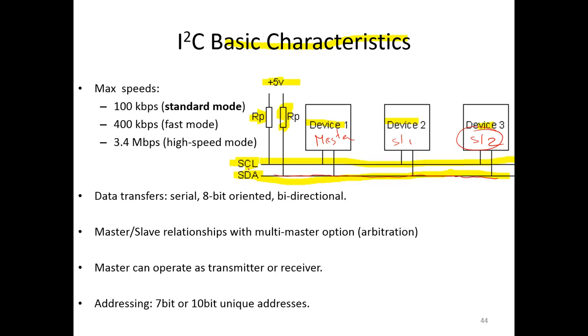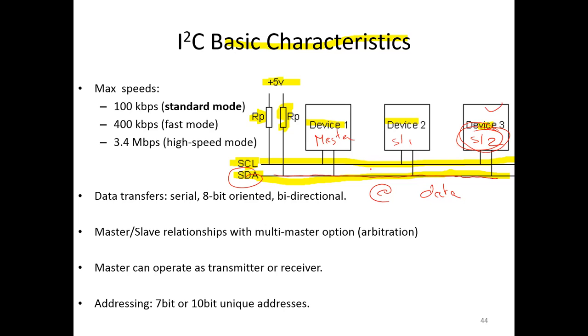Okay, so the idea is very simple. In this line, we have to send, first of all, the address, and then we have to send the data. So if the master has to send data to or receive data from slave 2, it will send, first of all, the address of slave 2 to select it, and then it will send or receive the data.